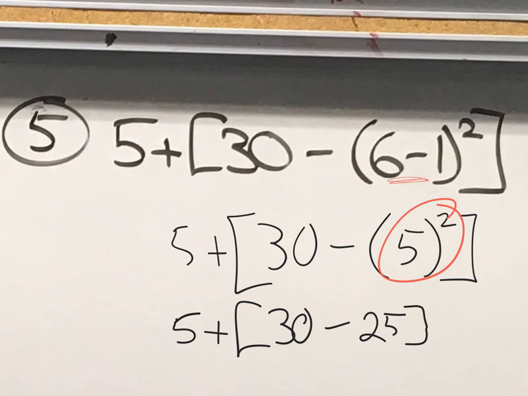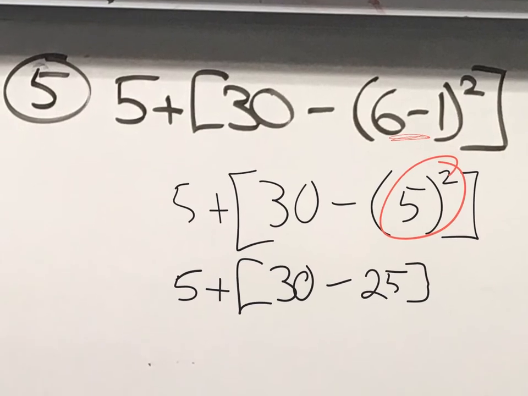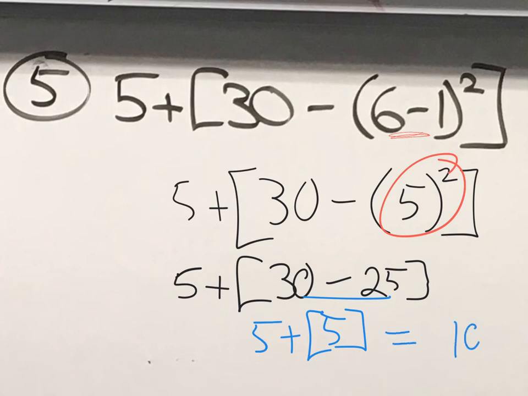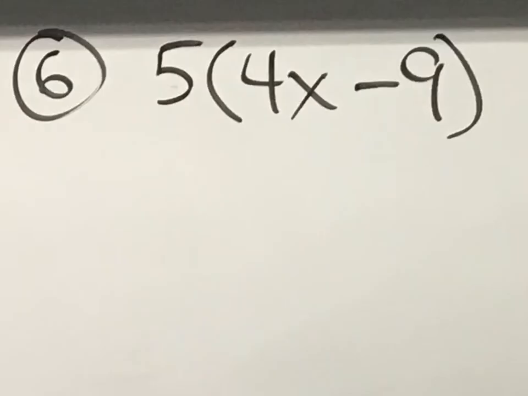You bring everything down. Inside the brackets, you still have 30 take away 25, which is what? 5. That's right, 5. Close the brackets, you have plus, you have 5, and 5 plus 5. There's no need for the brackets anymore. 5 plus 5 is 10, and we're done. Jump into number 6. Again, pause it if you need more time.